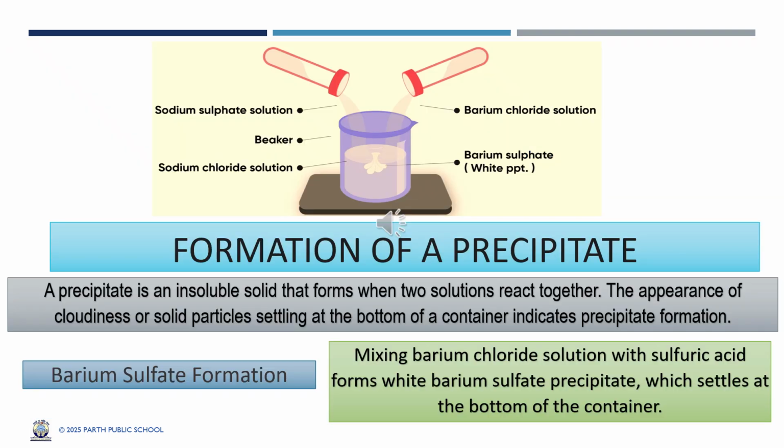Sometimes, when two solutions are mixed, an insoluble solid called a precipitate is formed. For example, when lead nitrate solution reacts with potassium iodide solution, a yellow precipitate of lead iodide is formed. In this slide, you can see mixing of barium chloride solution with sulfuric acid forms white barium sulfate precipitate, which settles at the bottom of the container.